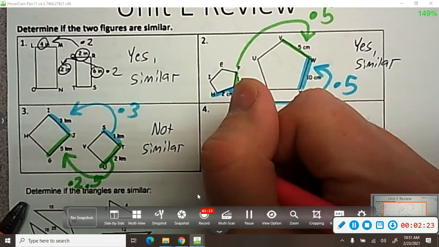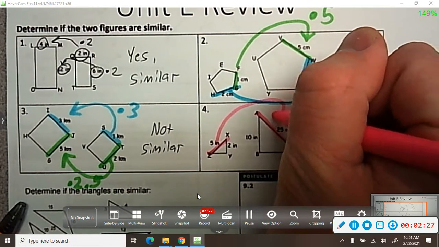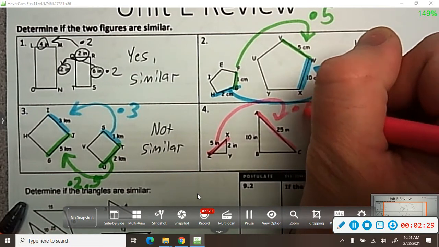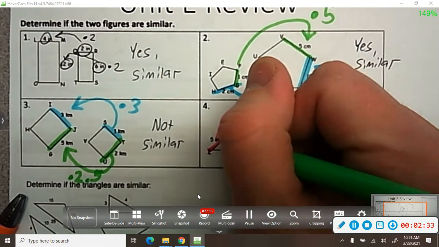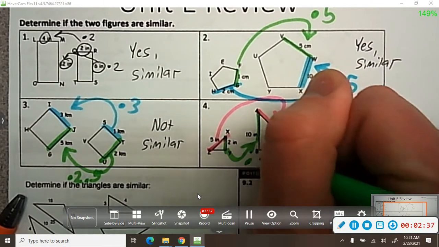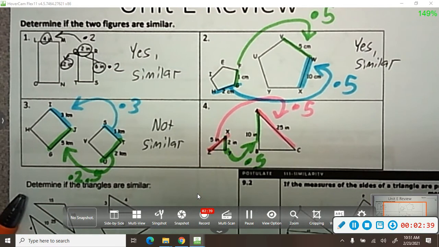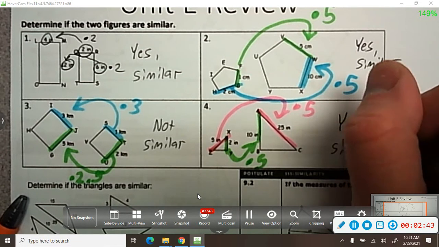Here, going from 5 to 25 is times 5. And then going from 2 to 10 is times 5. Same scale factor, so I would say yes, similar.